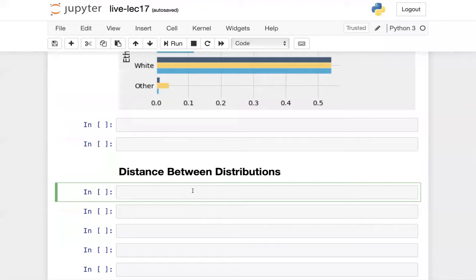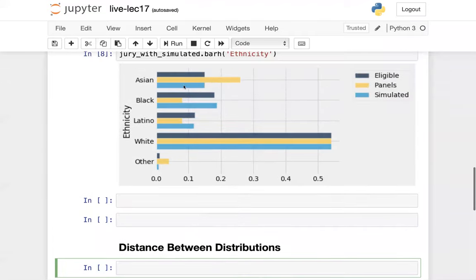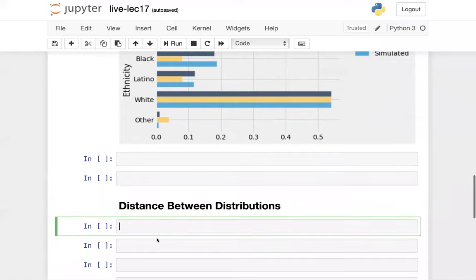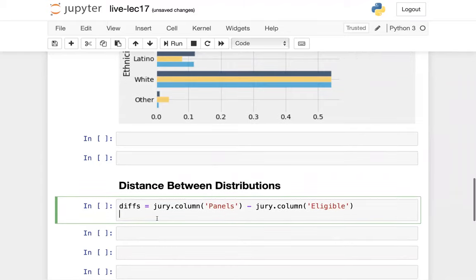So we have all of our information in jury. One thing we could do is, to start, let's just take the difference between these distributions. So let's take the gold bars and subtract the dark blue bars from them. So let's actually do that here. We'll call this diffs for differences. And we'll do jury.column panels, and then we'll subtract jury.column eligible. So we're just going to take the difference between each of the ethnicities between each of these two distributions.